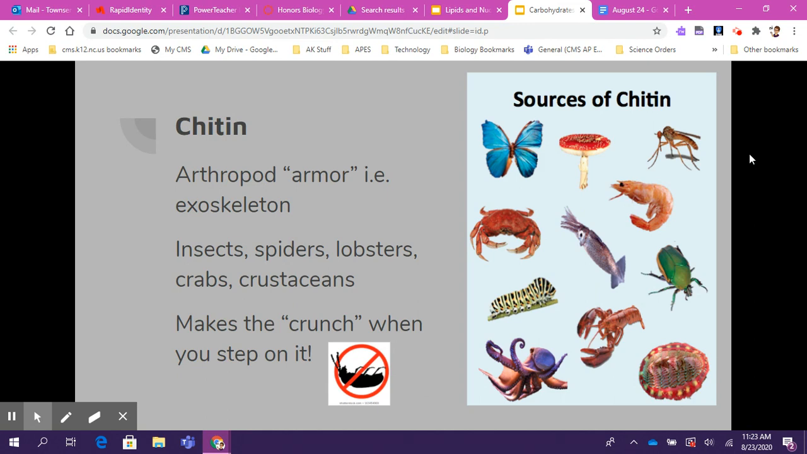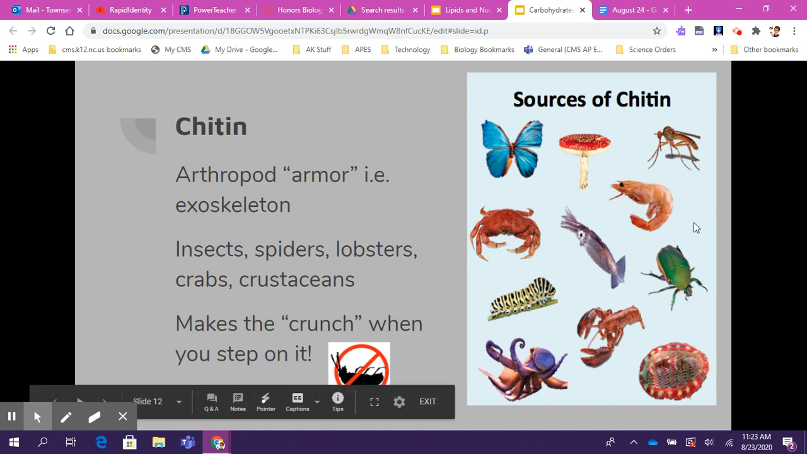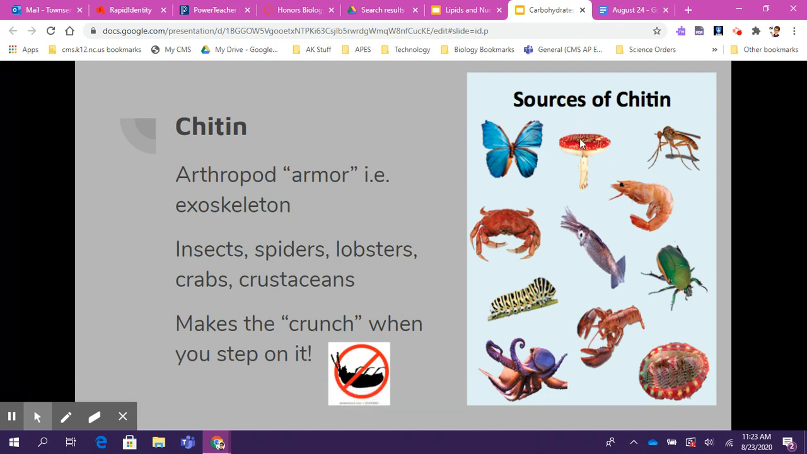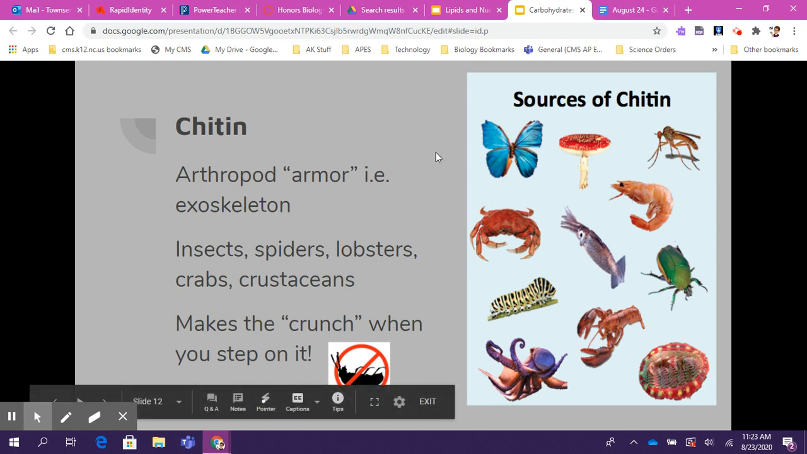Chitin is the exoskeleton of many invertebrates, most invertebrates, actually. Invertebrates are, of course, animals without a backbone, so they need some way to keep everything inside. And this carbohydrate, this polysaccharide, is what is on the outside of shellfish and insects and even mushrooms. Fungus have chitin in their cell walls to give them structure. So when you crunch a bug and it goes crunch, that's chitin.